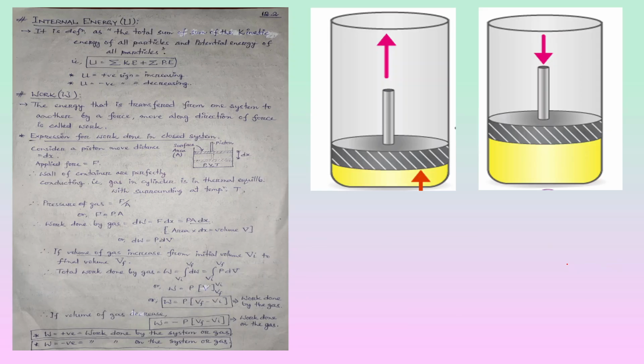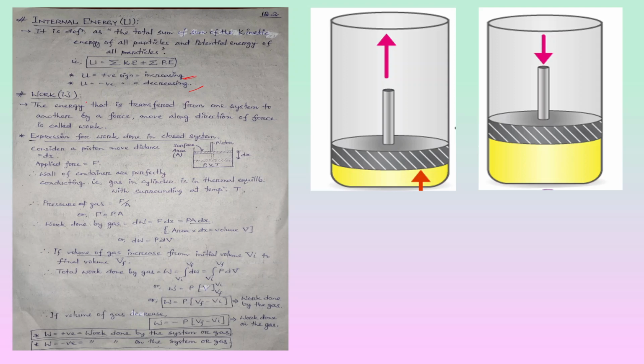Then after that, internal energy is the total sum of the kinetic energy of all particles and the sum of the potential energy of all particles. Okay, and this internal energy is represented by capital U. If in calculation we get a positive sign for U, that means internal energy is increased, and a negative sign indicates that internal energy is decreasing.